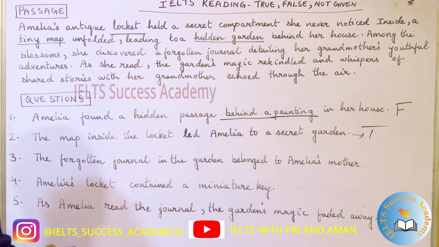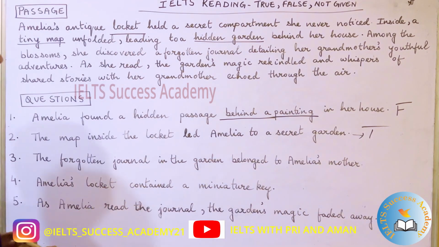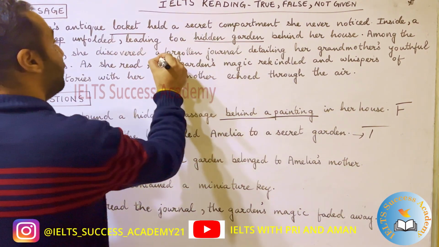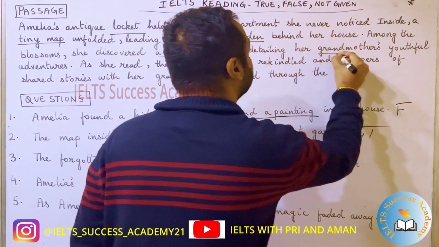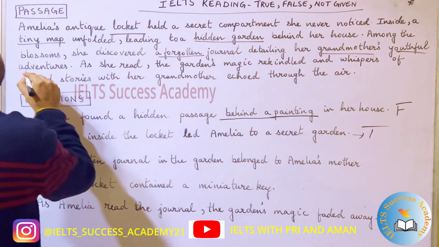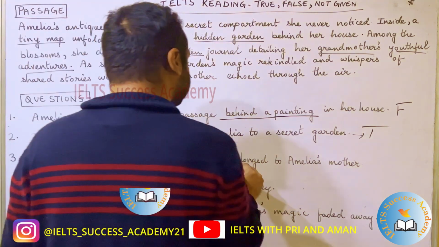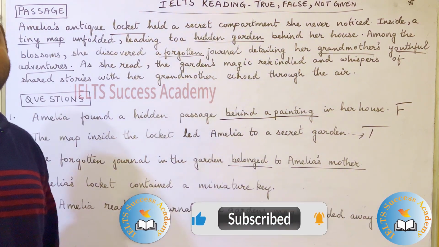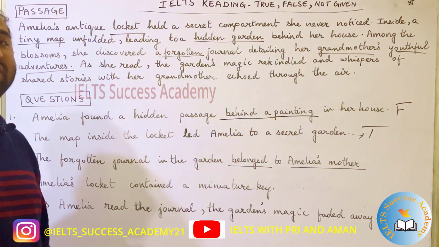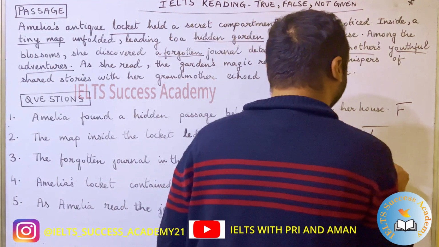Now the third question is: the forgotten journal in the garden belonged to Amelia's mother. She discovered a forgotten journal detailing her grandmother's youthful adventures. But nowhere does it say that it did not belong to her mother. Okay, so this is not given.